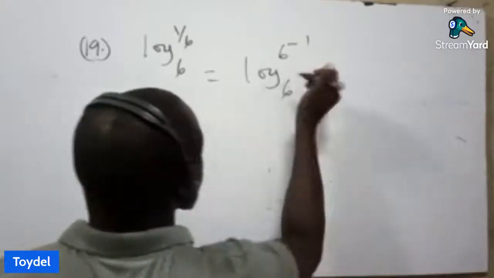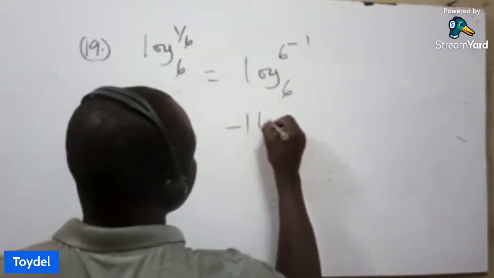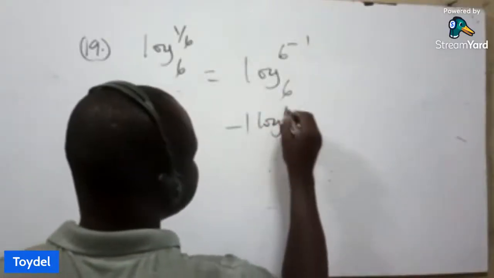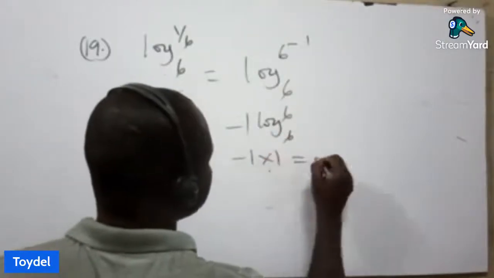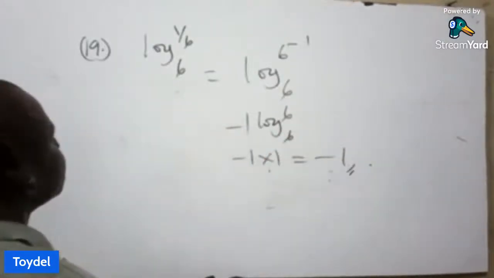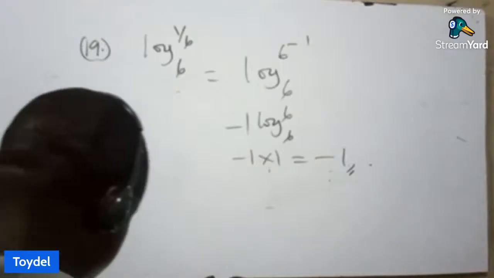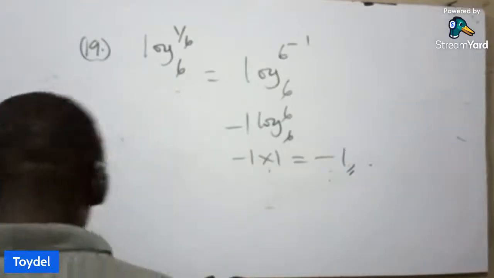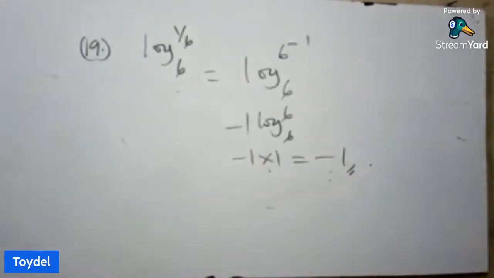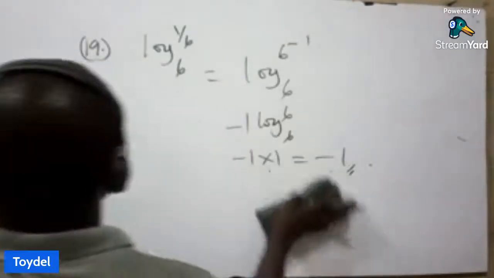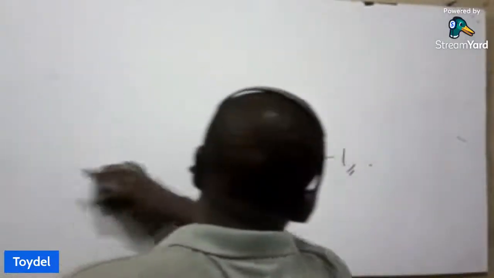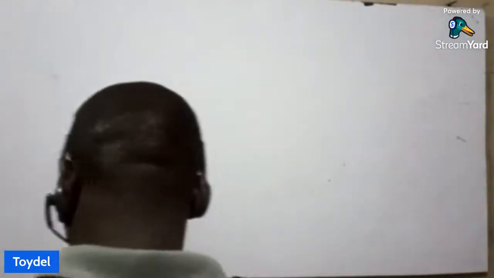So in this case, minus 1 can come down. I have minus 1 log 6 base 6. Log 6 base 6 is 1, so minus 1 times 1, and the answer is minus 1. So these are some of the simple but intelligent questions that you can actually come across. Then I will take the final question for tonight. We are going to continue from there by the grace of God.